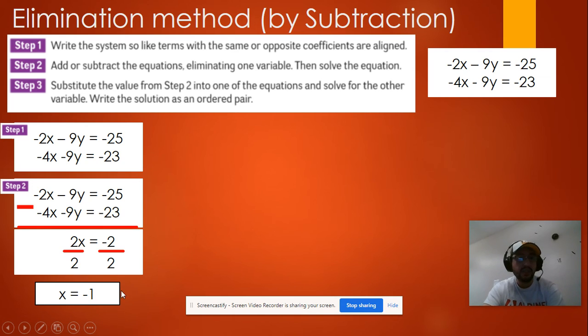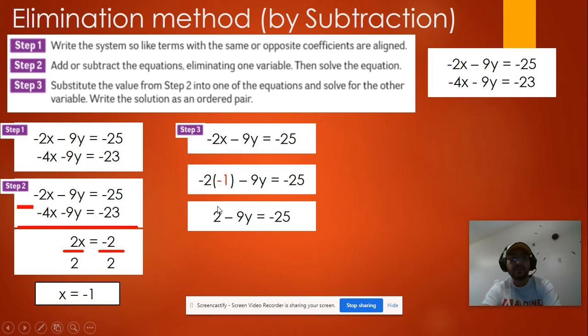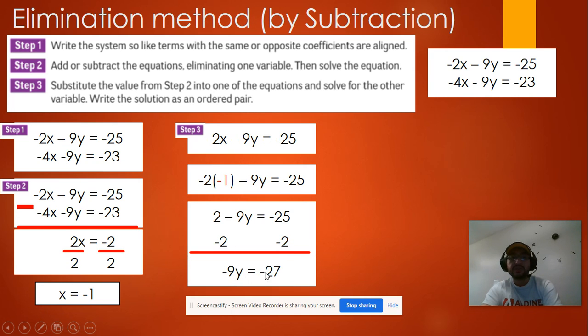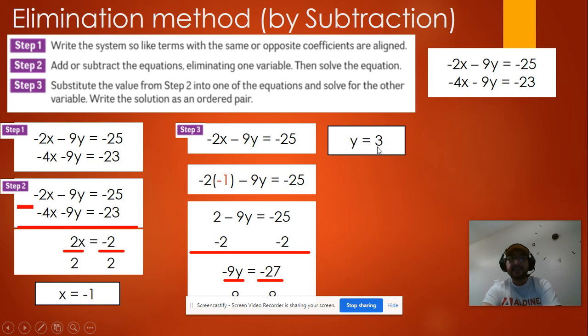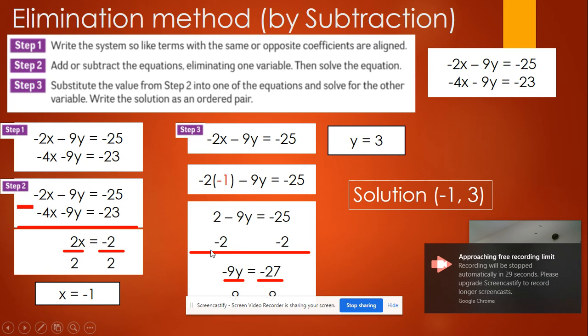And then use this in any of the other equations to find the other part of the solution. So in this case, we're going to use the first one. So instead of the x, we're going to replace it with negative 1. We're going to have 2 minus 9y equals negative 25. So for y, minus 2 on both sides, negative 9y equals negative 27, divided by negative 9 on both sides. So y will be 3. So my solution will be negative 1 comma 3. So that's how I find the solution of a system by addition or subtraction.